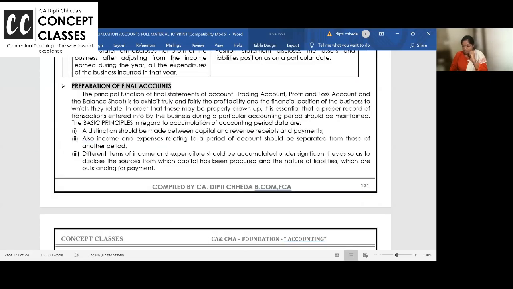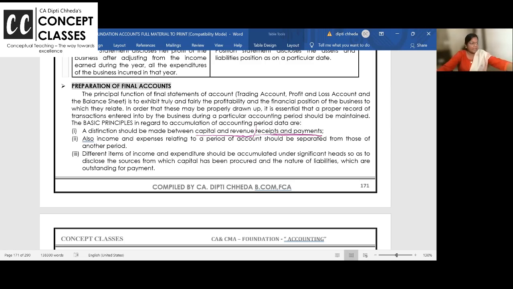Now, before we start preparing the trading and P&L account, we need to keep some basic things in mind. We should know the distinction between capital and revenue. See, land is also debit and salary paid is also debit. But land is an asset, it will go in the balance sheet. Salary paid is an expense for this year. We will take it in the P&L account. So this is how we distinguish capital and revenue. Next is receipt and payment.